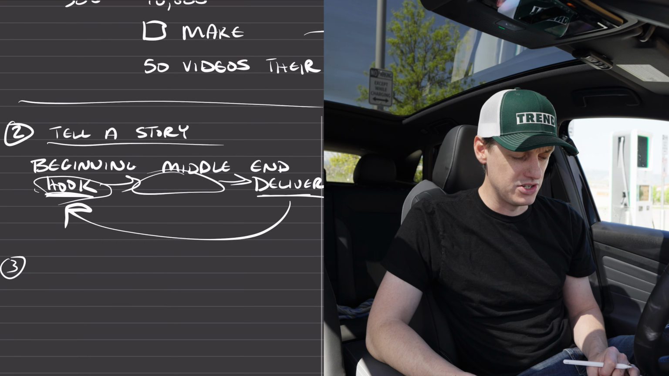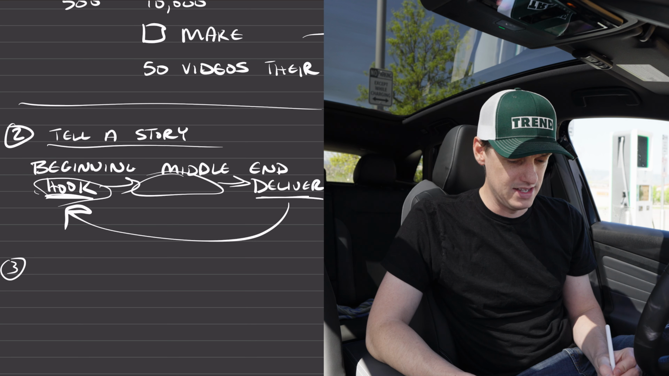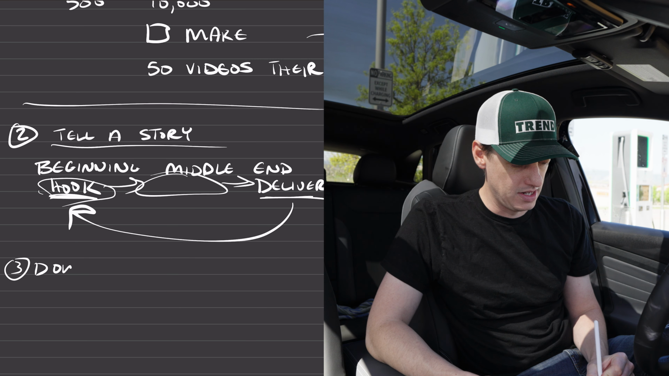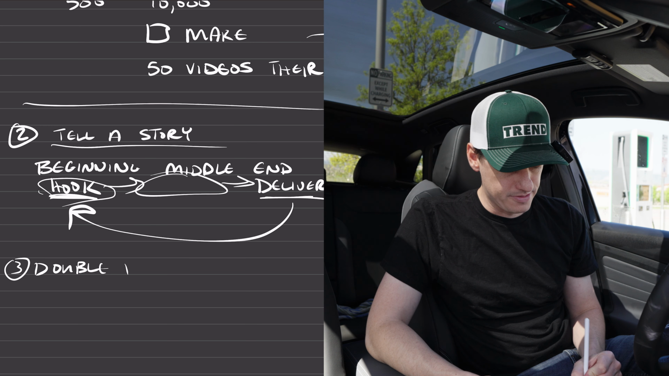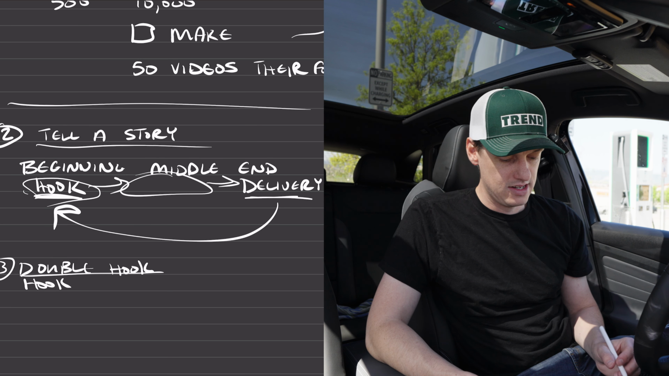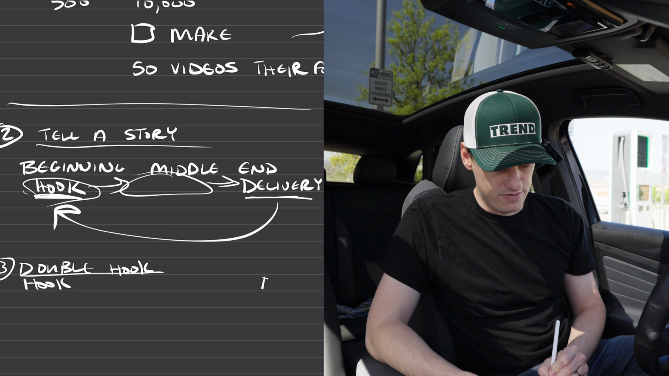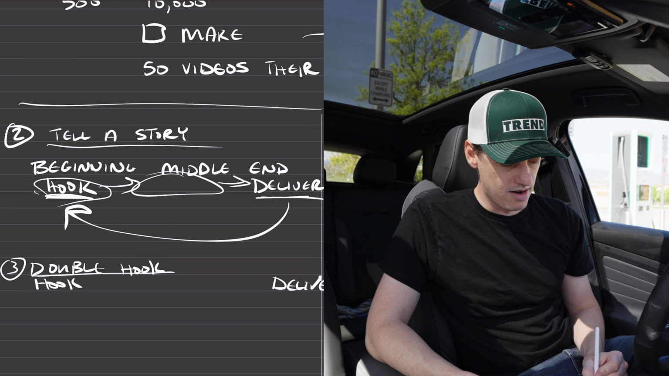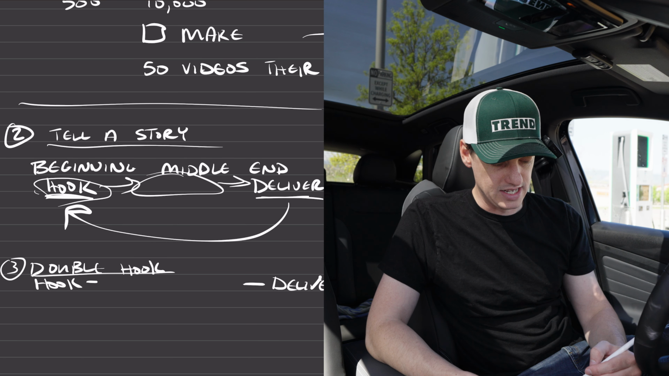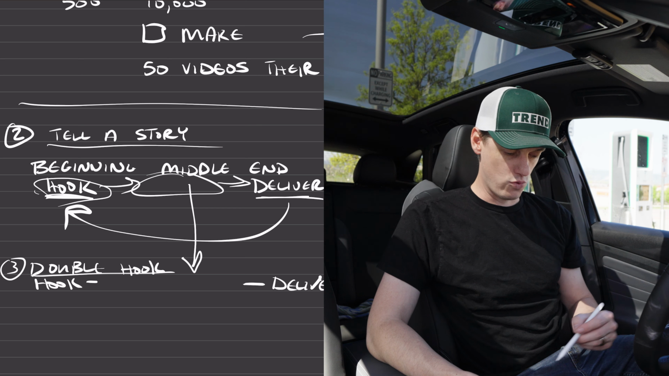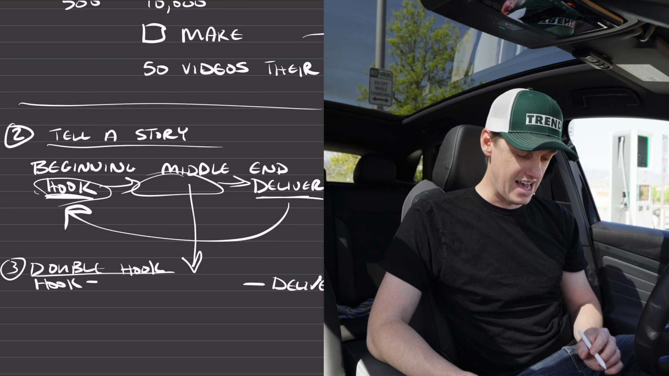And actually, I don't really hear a lot of people talking about this, which is crazy to me, but it's the double hook. So we have this beginning, middle, and end. And so we have hook, we have delivery, and then from there, we have this middle section. This is kind of, we are going to parse this out a little bit.